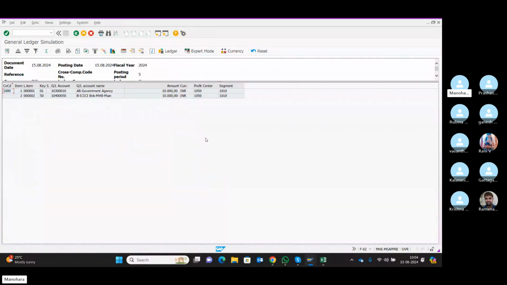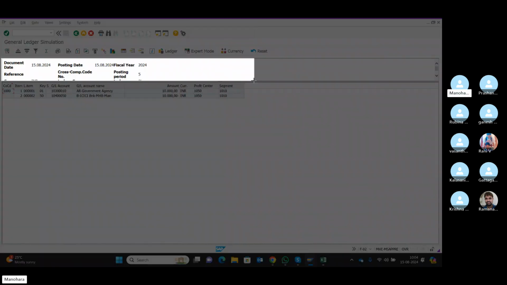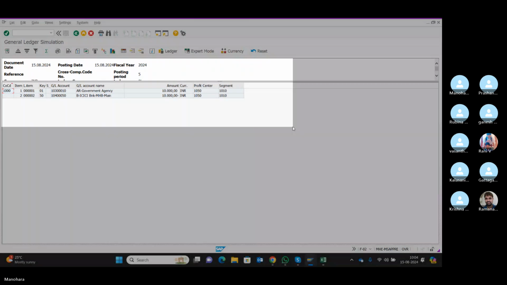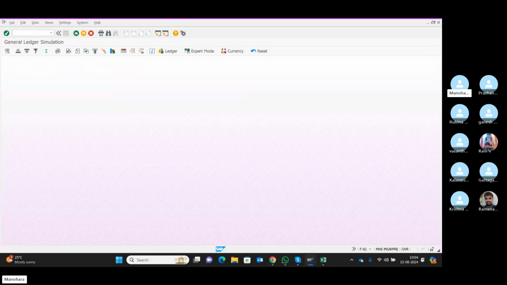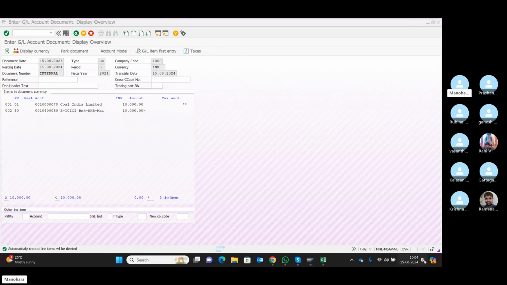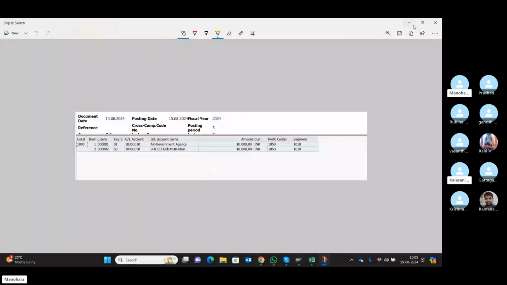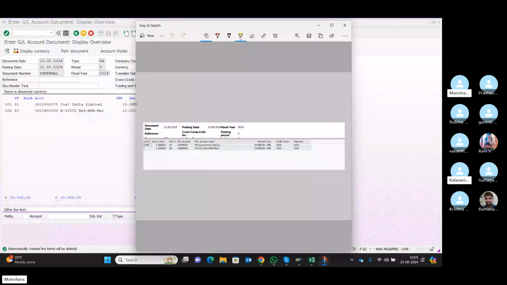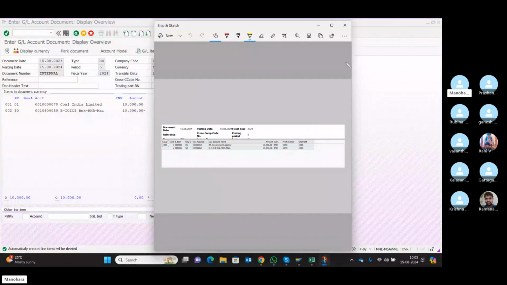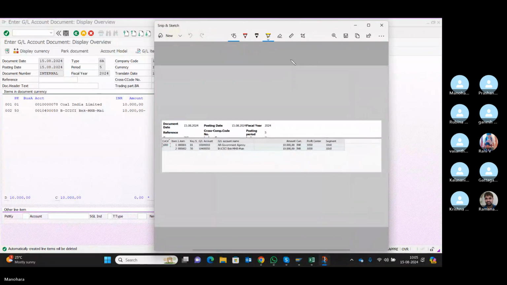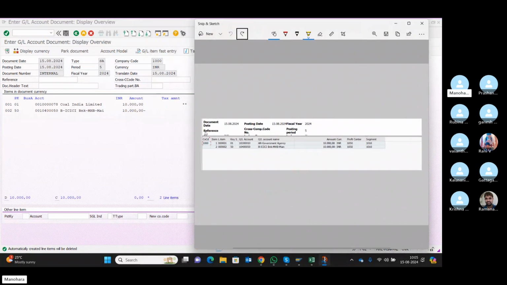I will take one example. See, I will take a screenshot. This comes here. Here Coal India Limited is the sub-ledger, and AR Government Agency is the main ledger you're saying, right? AR government means, one minute, I will tell you. See, differences we can find, right?